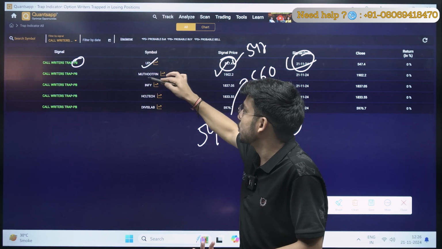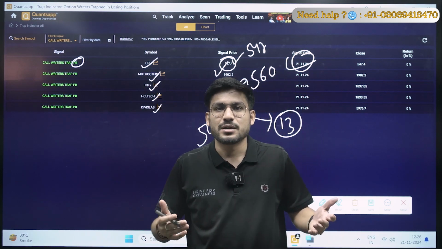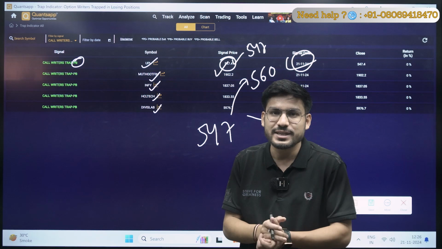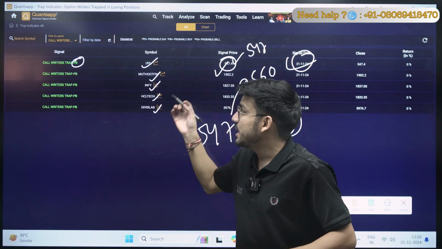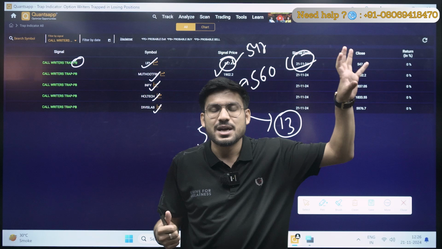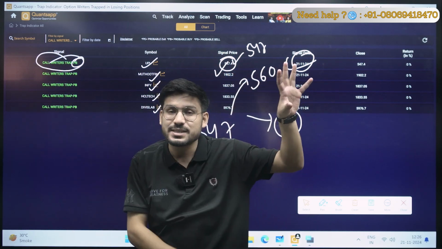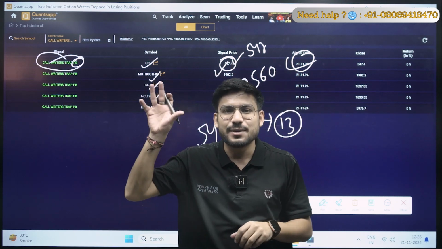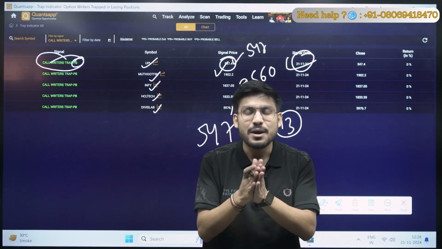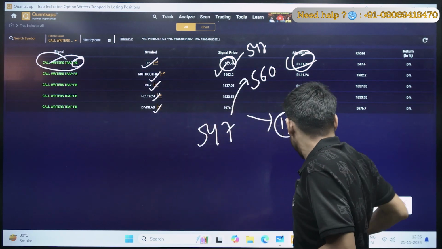So you can see there are 4 stocks. You can confirm them in your chart as well with multiple support and resistance and volume, right? That will be a confirmation, but the tool will give you the indication. So you just have to go with the market. If the sentiments are bullish, at that time you can go with the call writer's trap, and the probable buy signal will be there for you. If the market sentiments are bearish, at that time you can go with the put writer's trap. In put writer's trap there will be probable sell as well, right?